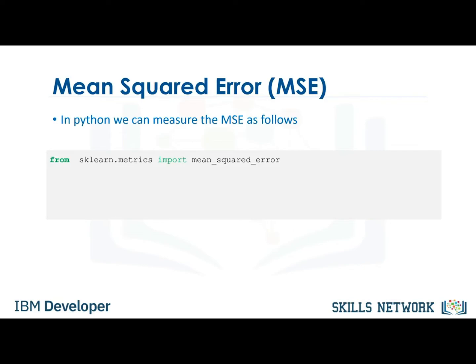To find the MSE in Python, we can import the mean_squared_error from scikit-learn metrics. The mean_squared_error function gets two inputs, the actual value of target variable and the predicted value of target variable.